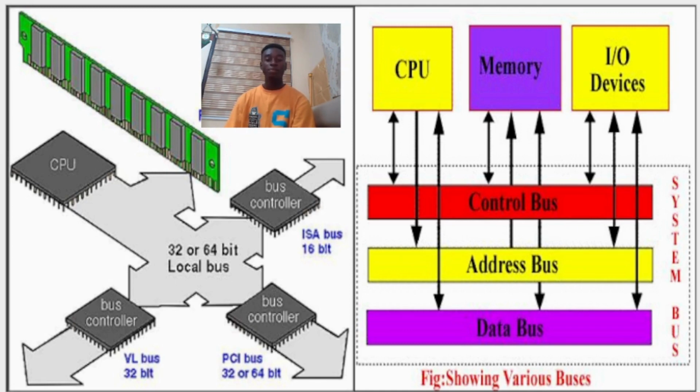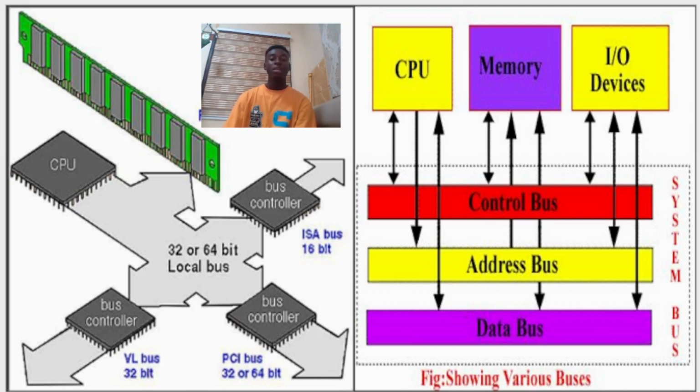The address bus is used to transmit memory addresses between the CPU and the memory subsystems. When the CPU wants to read or write from a specific memory location, it places the address of that location on the address bus, which specifies which memory location or device the CPU intends to communicate with. Then we come to the data bus. The data bus is responsible for carrying actual data between the CPU, memory, and other peripherals. So when the CPU reads or writes data to memory or peripherals, the data is transmitted over the data bus.